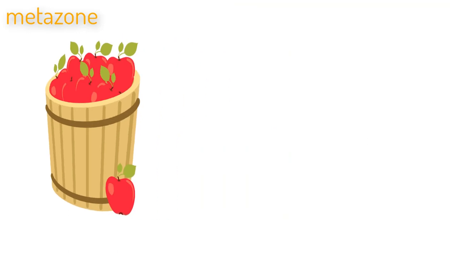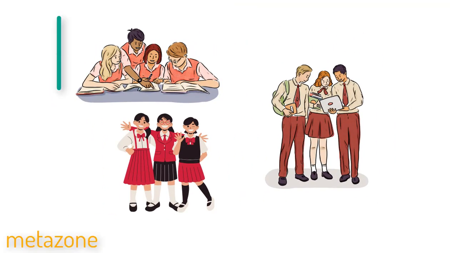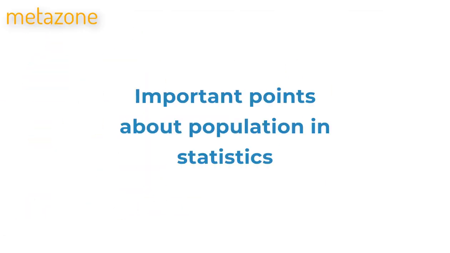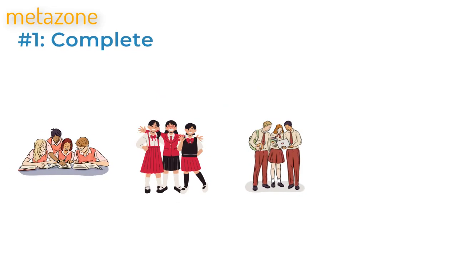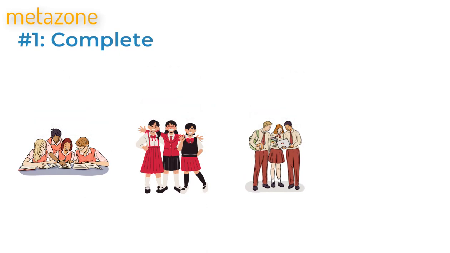If you want to know about the students of class 10th, and you are considering all the students of class 10th, this data is the population. You need to remember the following important points about population in statistics. 1. Complete. It includes data on every individual in the defined group. 2. Fixed. At any point in time, the population remains the same during the study or analysis.